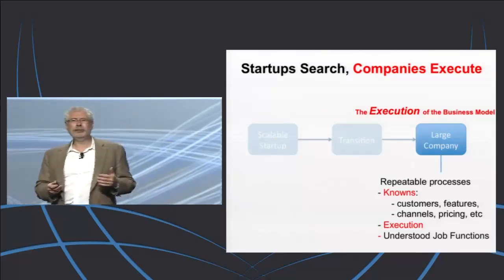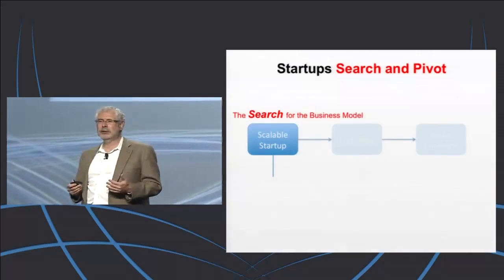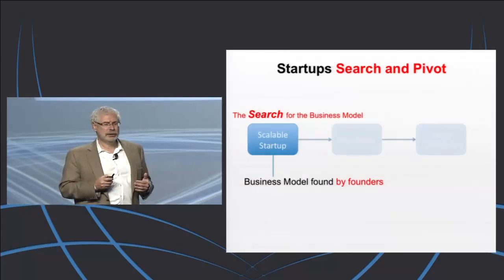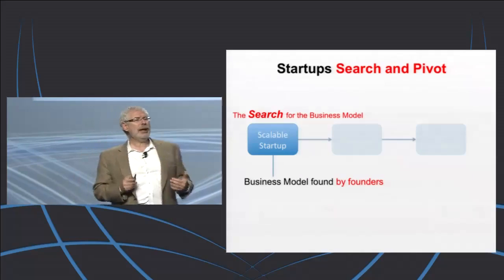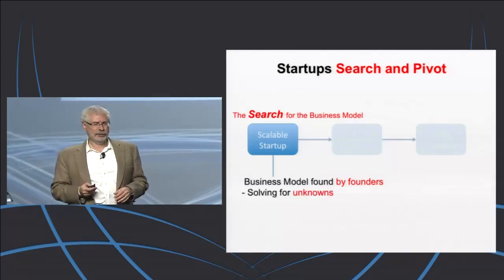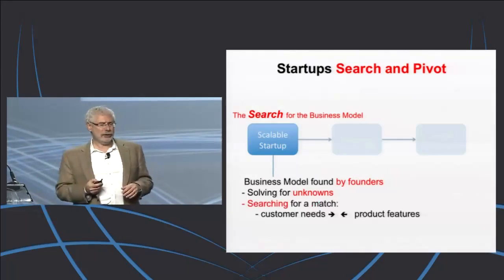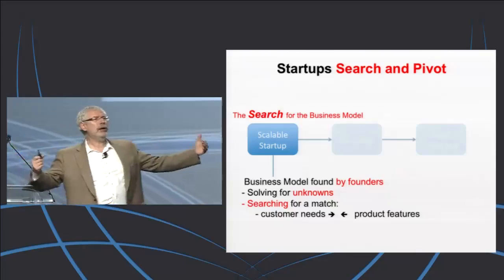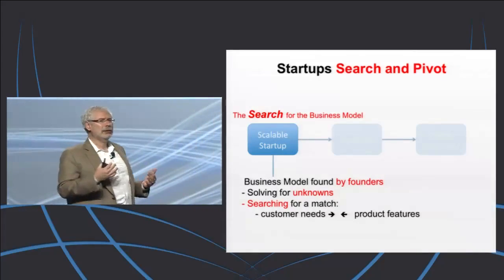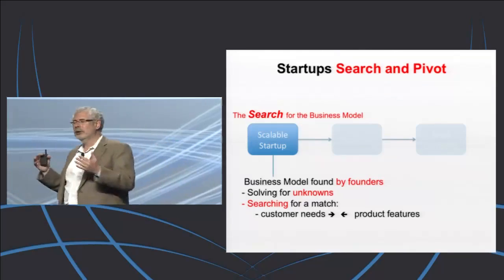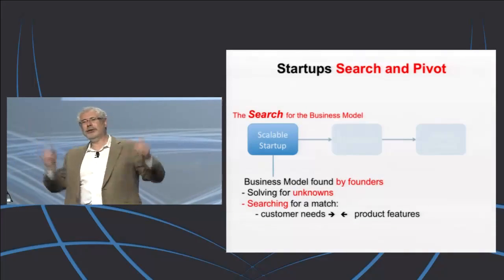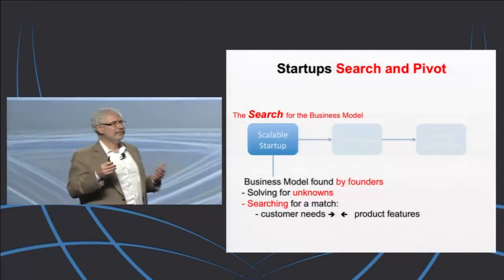But in a startup, large company or small, it's completely different. You're searching for a business model. And it's found by the founders, not some process manual that a product management team might have. You're solving for these unknowns, for a match between customer needs and product features. And this is really hard, particularly for technology entrepreneurs or engineers and scientists coming out of a lab. Well, of course I invented this. People are going to love it. Often not.